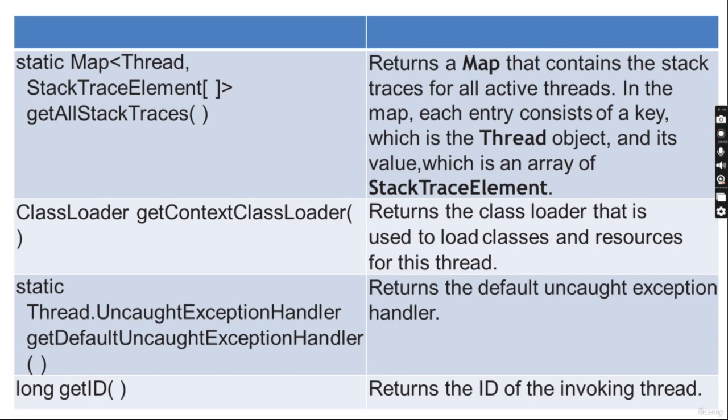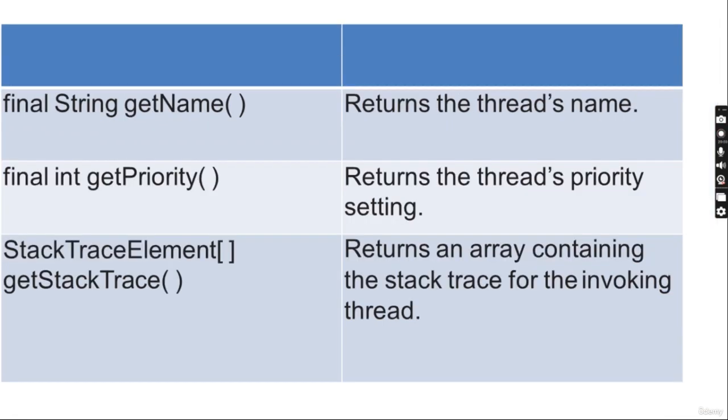long getId returns the ID of the invoking thread. final String getName returns the thread's name. final int getPriority returns the thread's priority setting. StackTraceElement[] getStackTrace returns an array containing the stack trace for the invoking thread.